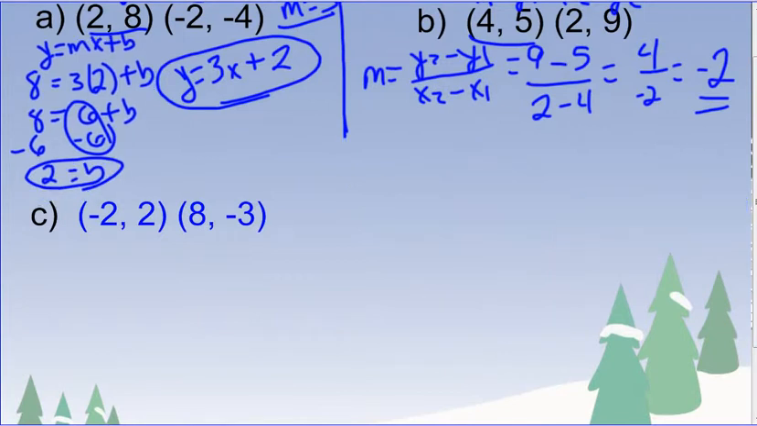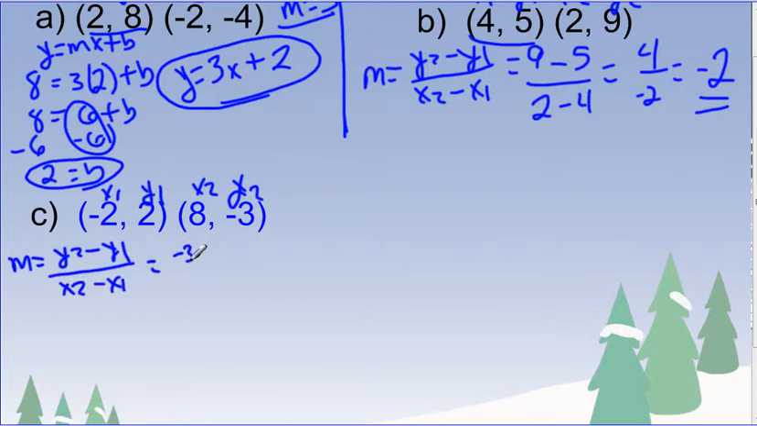Alright, so I did a little magic and cleared up some space here for us. So we've got x1, y1, x2, y2. That gives me m equals y2 minus y1 over x2 minus x1 equals negative 3 minus 2 over 8 minus negative 2. Negative 3 minus 2 is a negative 5. 8 minus a negative 2, which is actually plus a positive, is a 10, which simplifies to a negative 1/2.